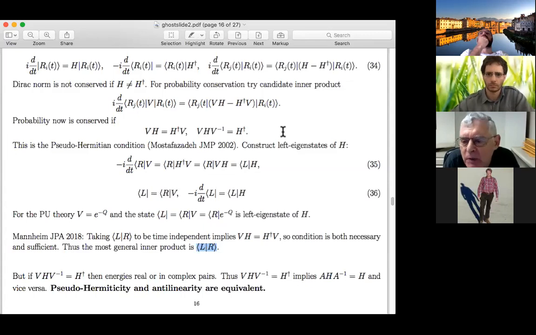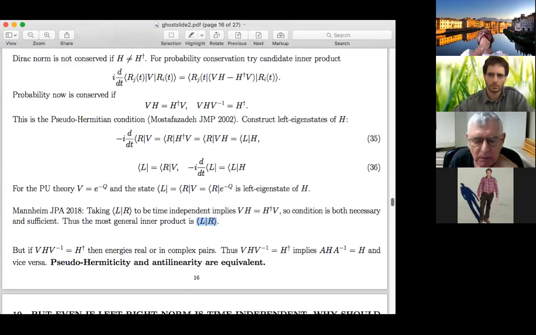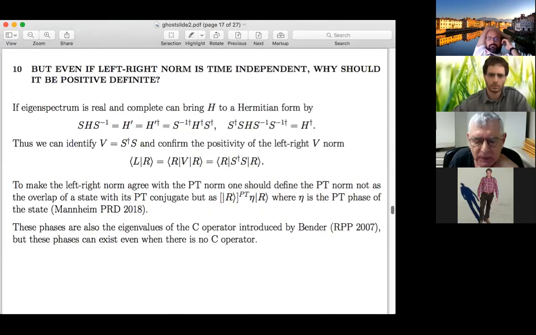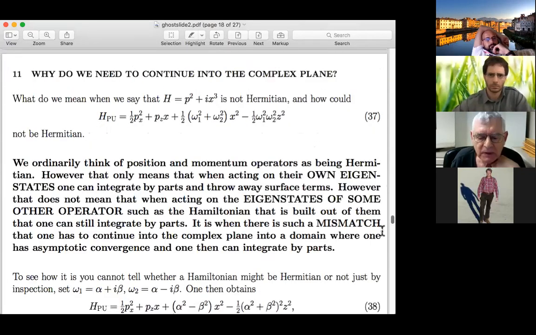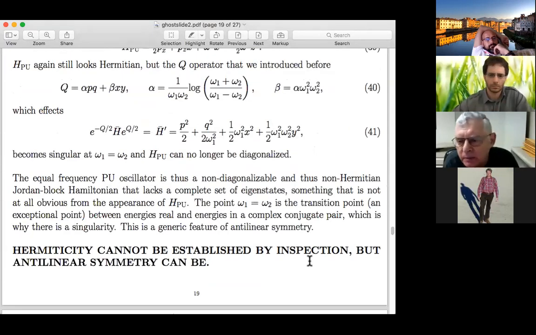Carl Bender and I solved the PT problem the way we did, and we did this analytic continuation to find the domain of convergence, long before we had put this language of the V operator that I've just described. The answer, of course, is, and perhaps I can answer you generally: when you write down a Hamiltonian, as I said before, you can't tell if it is Hermitian by inspection. That was the important point. Hermiticity cannot be established by inspection. However, antilinear symmetry can be.